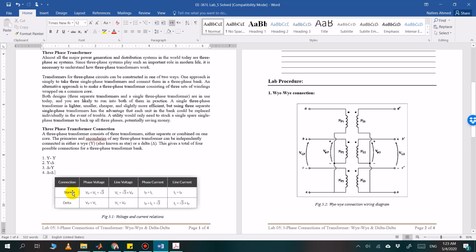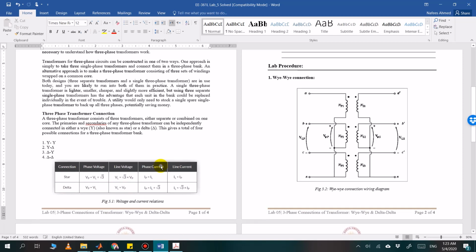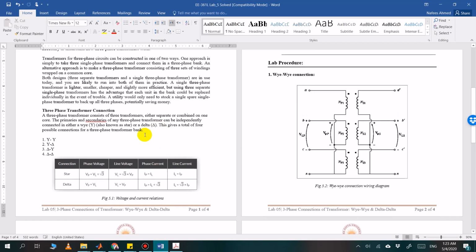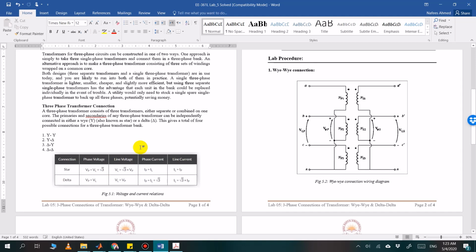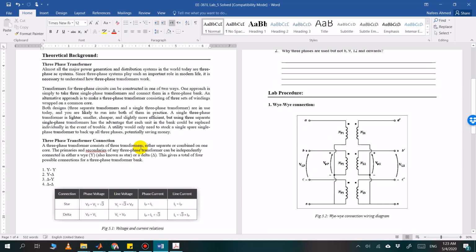Star and Y is the same thing as I discussed earlier. So this is the Y connection and this is the star connection. One advantage of the Y connection is that we get two different voltages. On the other hand, if we talk about delta, we have two different currents. So both connections have their own benefits, and we will look at those benefits later.